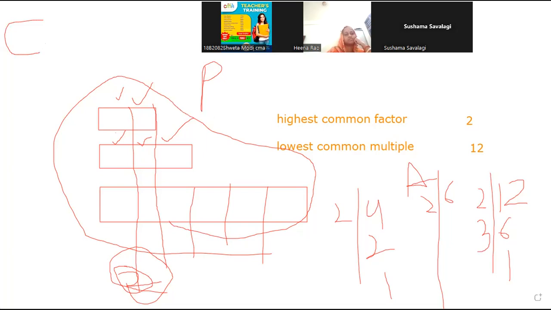Before making children do anything in this picture form, you have to use some objects, right? So here, what object can we take? Can you think of any object you can take?